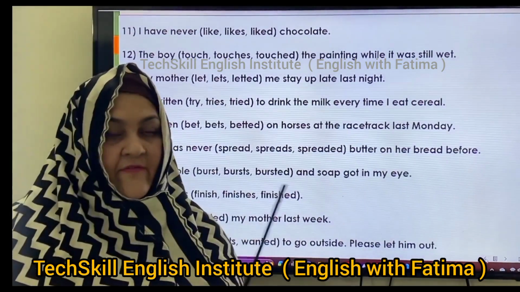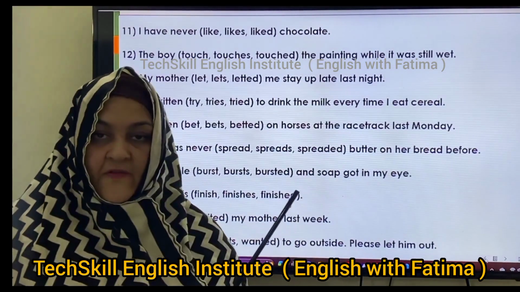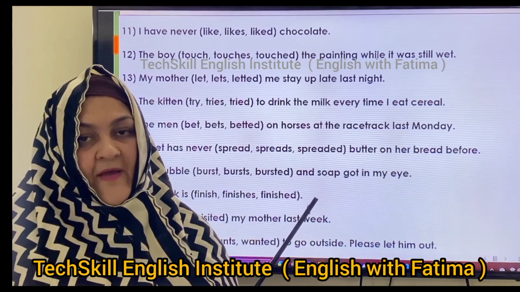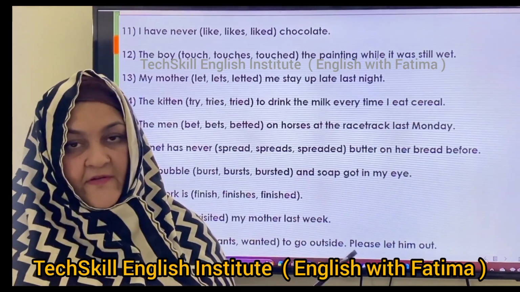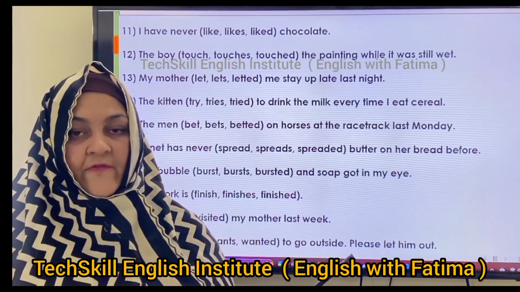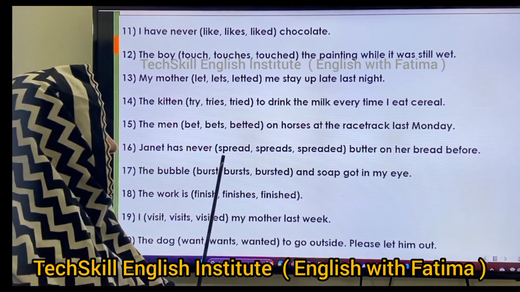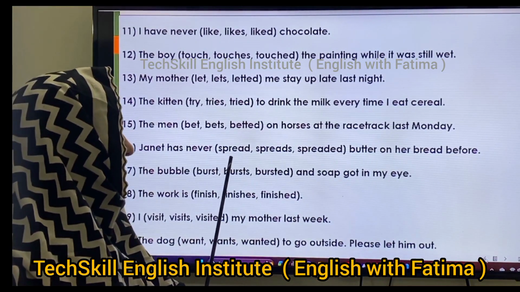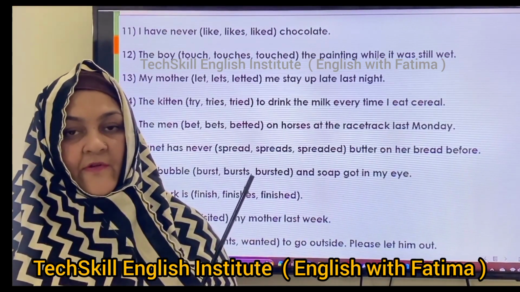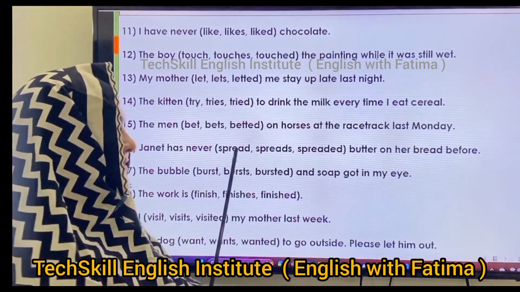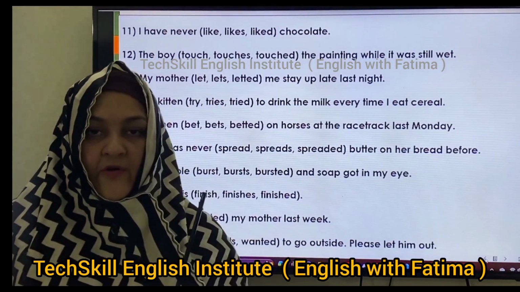You can observe that we did not opt for the ed form, spreaded, because again it carries the same spelling in all forms of the verb, either in the present or in any aspect of the past form of the verb. Okay, so we use spread. Spread is used in the base form, in the past form of the verb, and the past participle form also. It remains the same. So the correct choice is spread. Janet has never spread butter on her bread before.